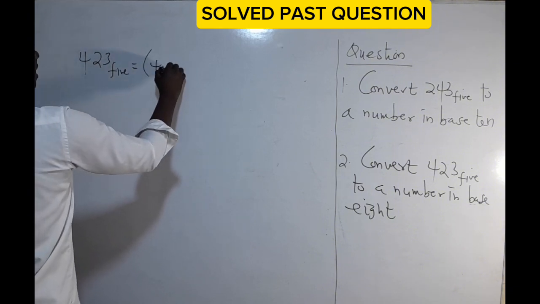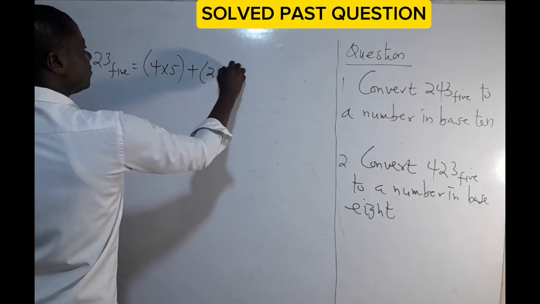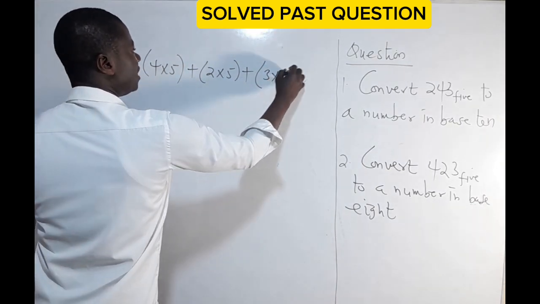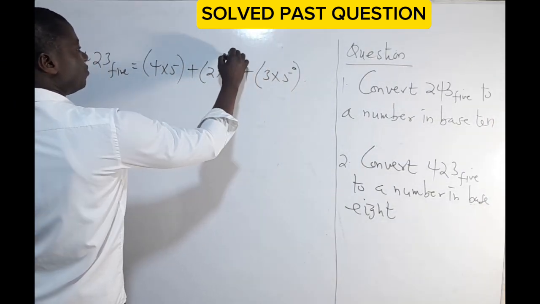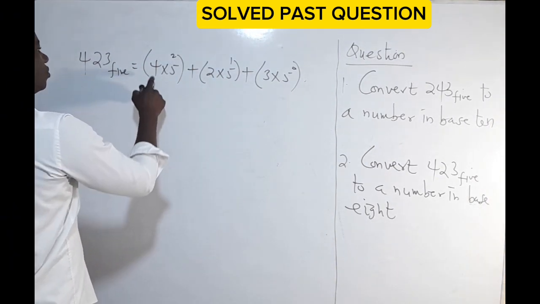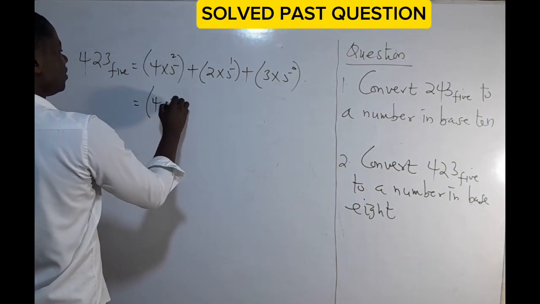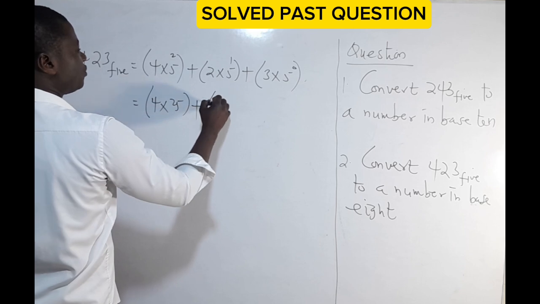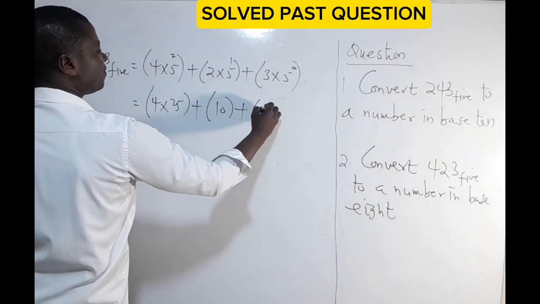So we have 4 times 5 here, plus we have 2 times 5 here, plus we have 3 times 5 here. Then we give the base exponent starting from 0 from the right. 0, 1, 2, okay? And this will be equal to 4 times 5 squared is 25, right? Plus 5 raised to the power 1 is 5 times 2 will give us 10. Plus 5 raised to the power 0 is 1. 1 times 3 will give us 3.